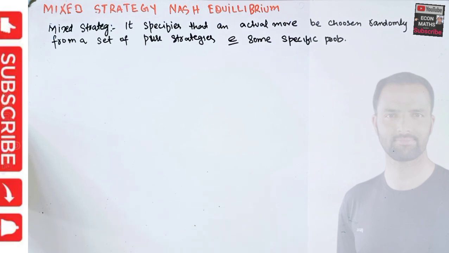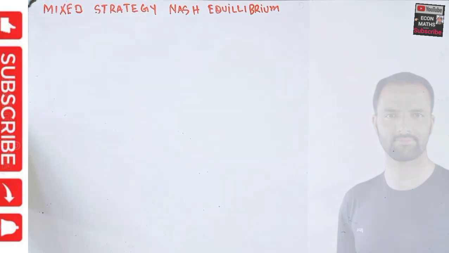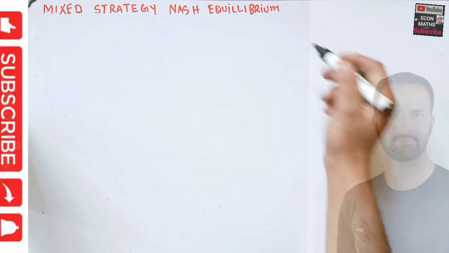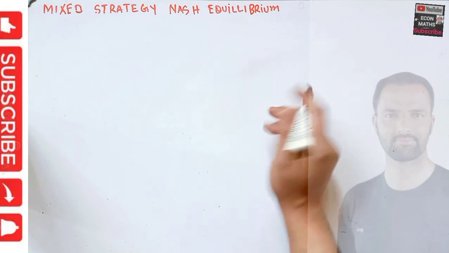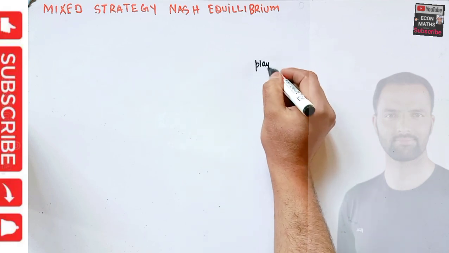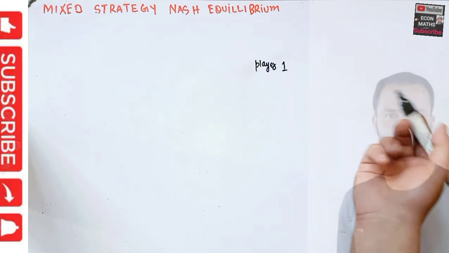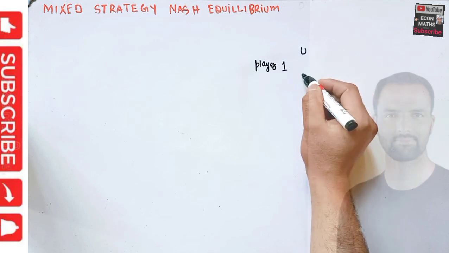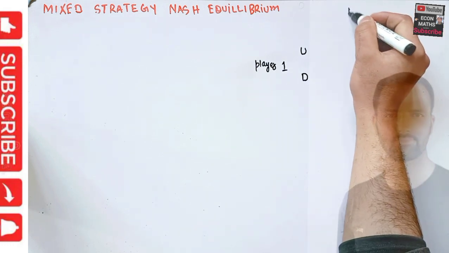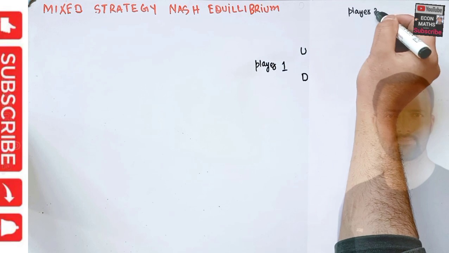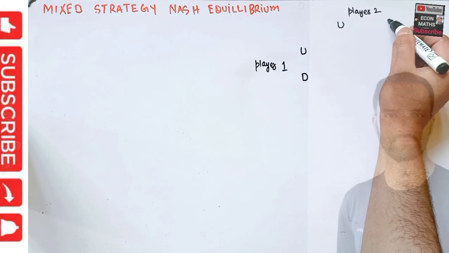Okay, so let me give you an example. You will learn it very easily with an example. Let's say we have two players. We have player 1, and obviously player 1 has two options, either to go up or go down. Similarly we have player 2. He has also two options, either to go up or to go down.